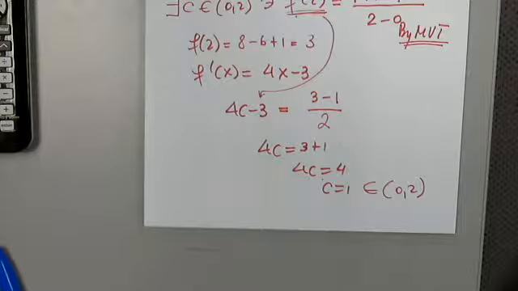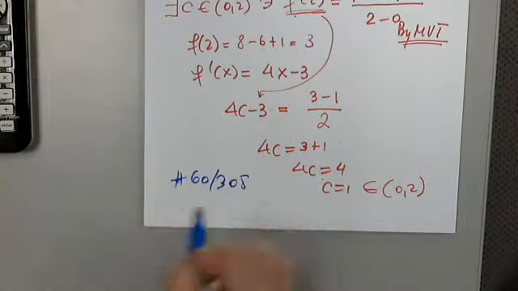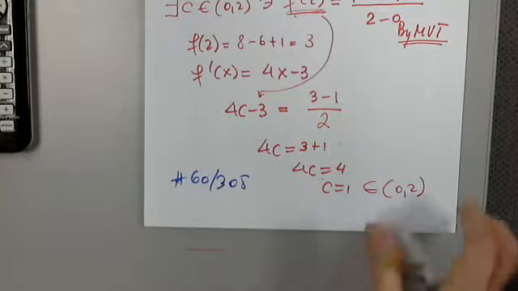Slant asymptotes, anything? Yes? 60 on page 308? 60 on 308. Or one like that. I'm sorry? Or one like that. 308. Let's do 60 on 308. Yeah, that's fine. Let's do it.